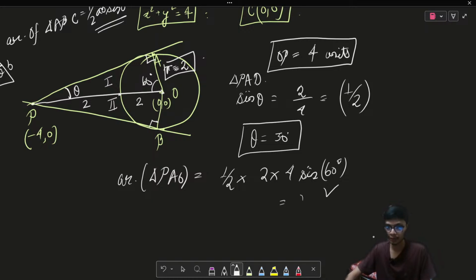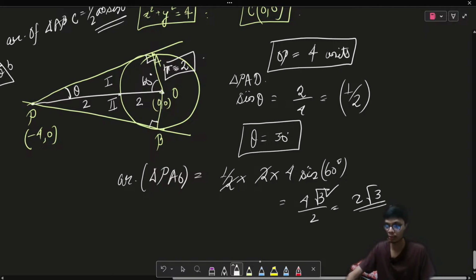So this will turn out to be 8, so this 2 and 2 get cancelled out, and 4 root 3 by 2, which is again going to be 2 root 3, right? So this will come out to be 2 root 3.